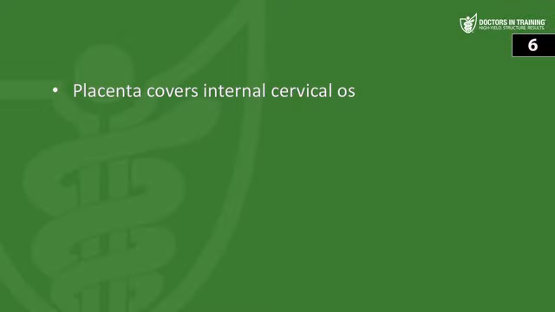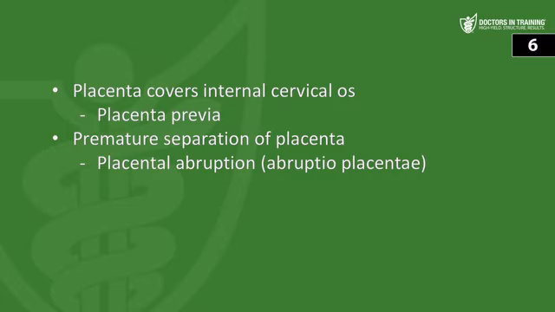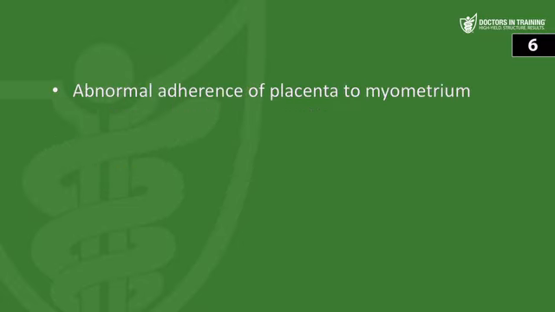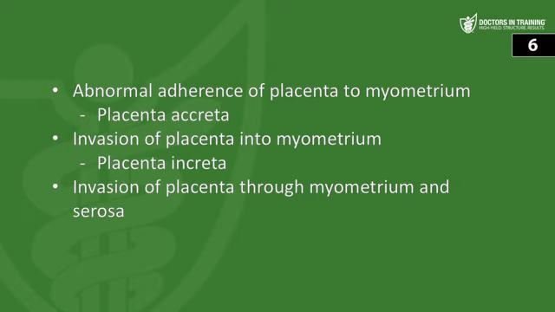Which placental abnormality matches each of the following descriptions? Placenta covers internal cervical os. Placenta previa. Premature separation of placenta. Placental abruption, abruptio placentae. Abnormal adherence of placenta to myometrium. Placenta accreta. Invasion of placenta into myometrium. Placenta increta. Invasion of placenta through myometrium and serosa. Placenta percreta.